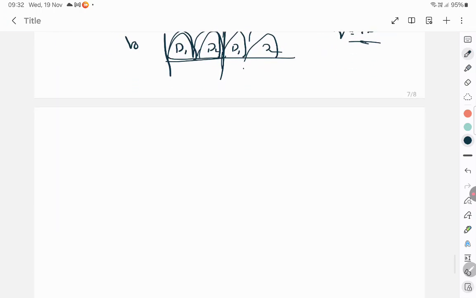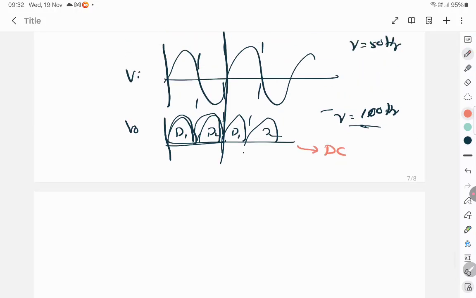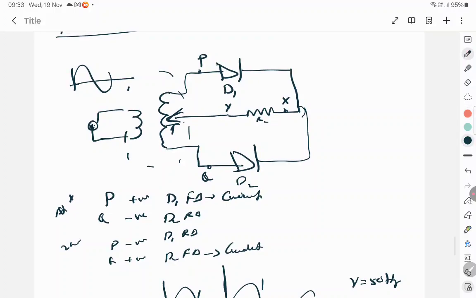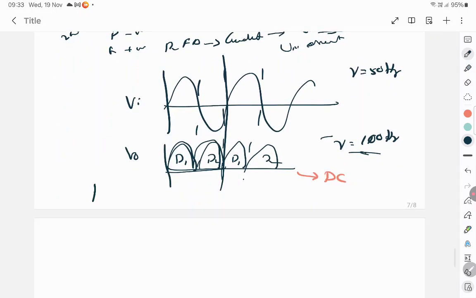And then what else you can say is this: this is a DC, because the current always flows in one direction. When P is positive, the conduction of current happens through P, X, Y, T. And when diode D2 is conducting, it will be Q, X, Y, T. Either way the current flows from X to Y. So it's eventually a unidirectional current, so it's only DC current. However, it's pulsating DC. Pulsating DC output, correct? A DC means steady.